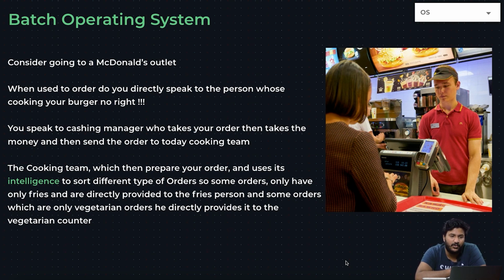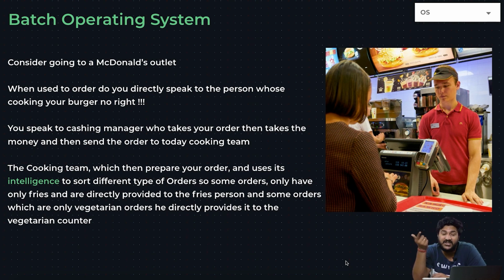Some orders which are only vegetarian are only provided to the vegetarian counter, right? So when I'm ordering on McDonald's, I don't go to the person who's cooking and say, give me my order, take money. He's like, my job is cooking. You ask this guy, he will take your order, and then on the vegetarian counter there will be a screen which will show the person, and there's a person for the vegetarian counter. There's this non-vegetarian counter. If the whole order is non-vegetarian, there's a person for the non-vegetarian counter. If there's a mix of both, there's another screen, and one person takes an item from the veg counter, takes an item from the non-veg counter, and gives you the order. And if there are only fries, it'll go to the fries person that's always standing there, right?